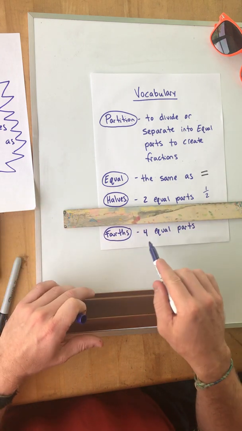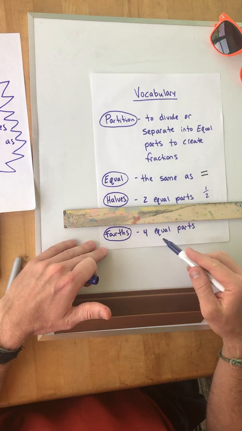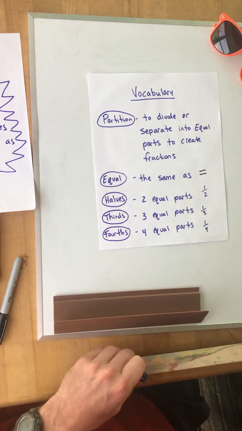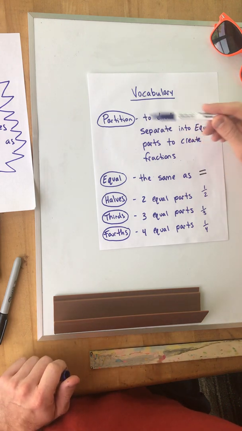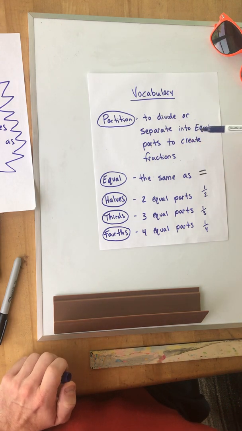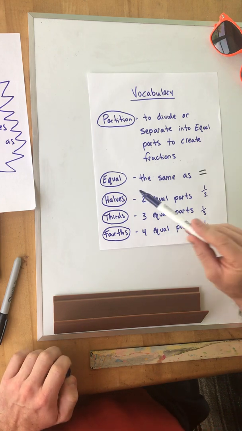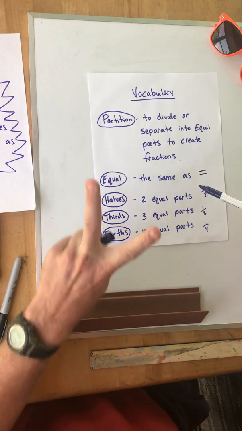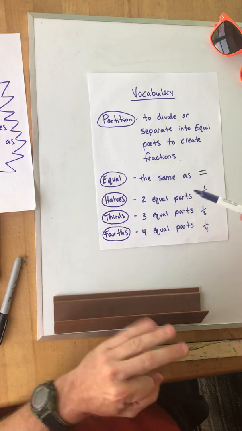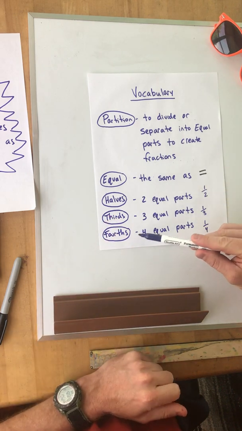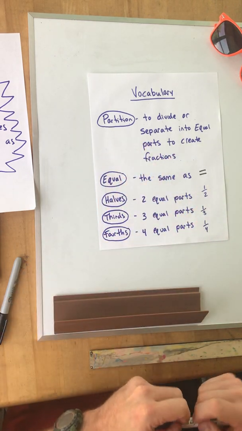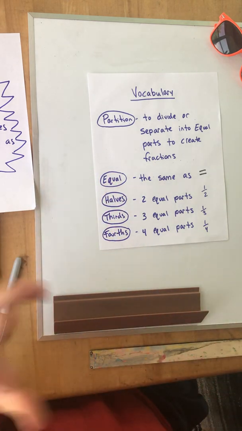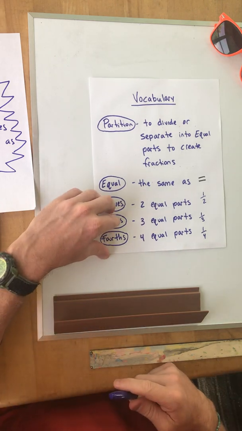And the final vocabulary word, fourths. Fourths is 4 equal parts. Partition, to divide or separate into equal parts. Equal, we know that one. That's the same as. Halves, 2 equal parts. Thirds, 3 equal parts. Fourths, 4 equal parts. Cool. Pause that if you need to write your chart, take your notes. Remember, those notes are super helpful, especially when you get to your exit ticket.